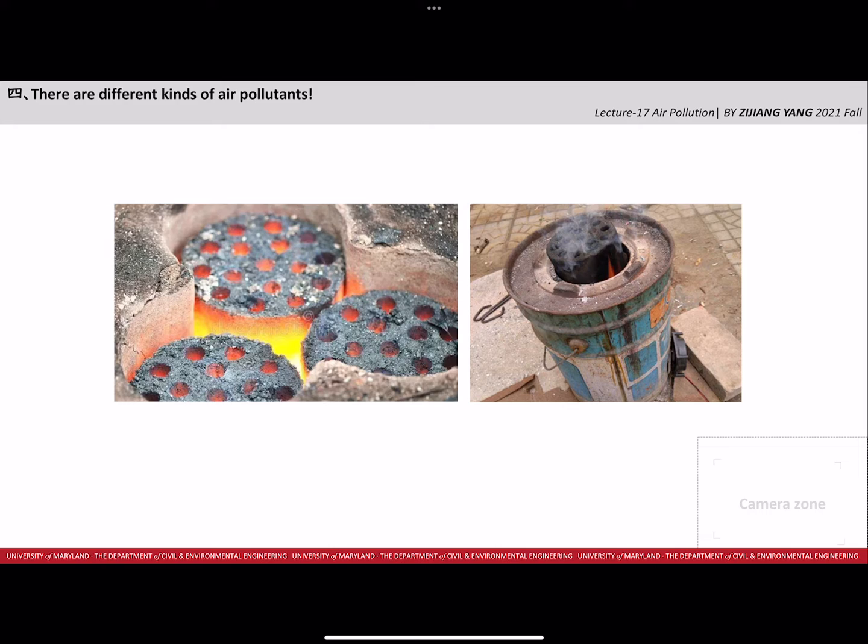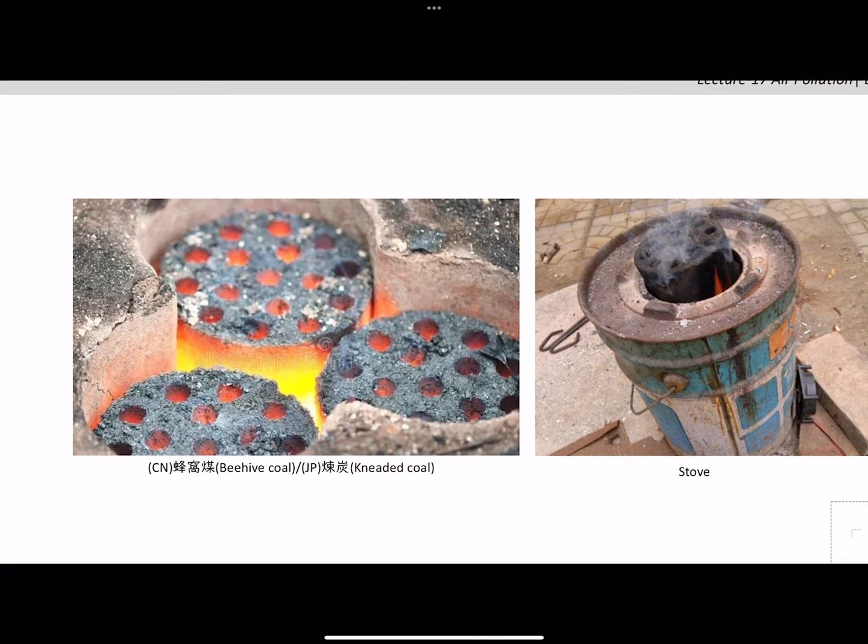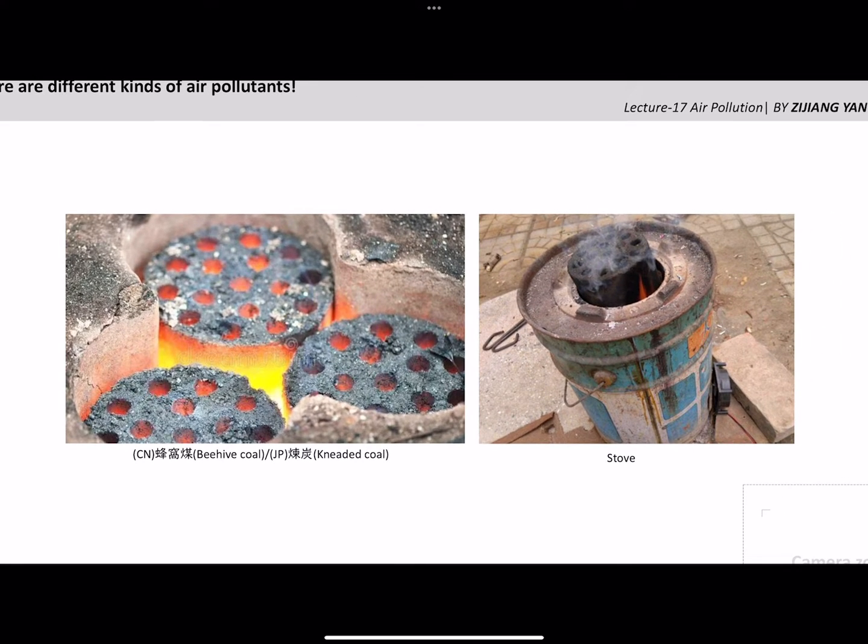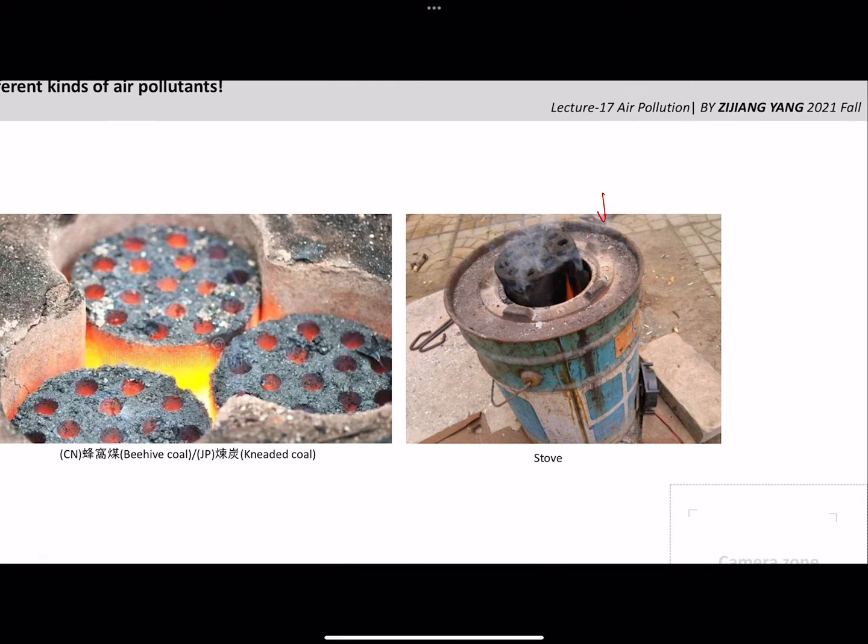Basically, this is a kind of coal. In China, we call it beehive coal because it looks like a beehive. In Japan, it was called kneaded coal because it was pre-processed before use. From its shape, we can see, here is a stove. Because it has holes, the air can easily go through this coal. By the way, I think you didn't see that because when I searched Wikipedia, it says it was very popular in Asian countries. So maybe in the US it was not popular.